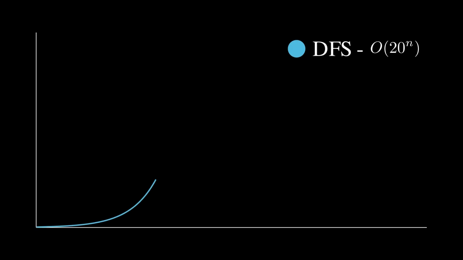Since each node branches to 20 children, this yields a time complexity of O(20^n), where n is the tree depth, placing it in exponential time. Consequently, the number of operations increases massively as the tree gains layers.